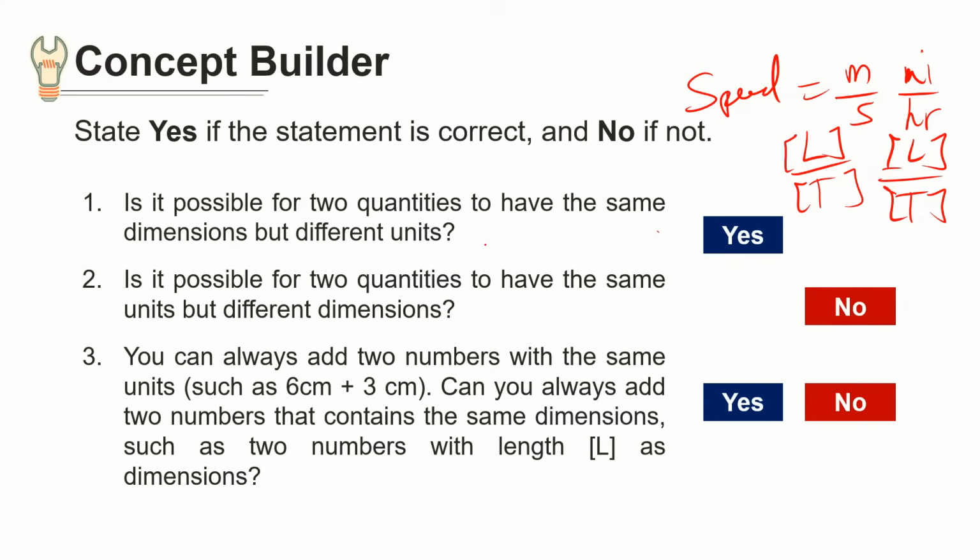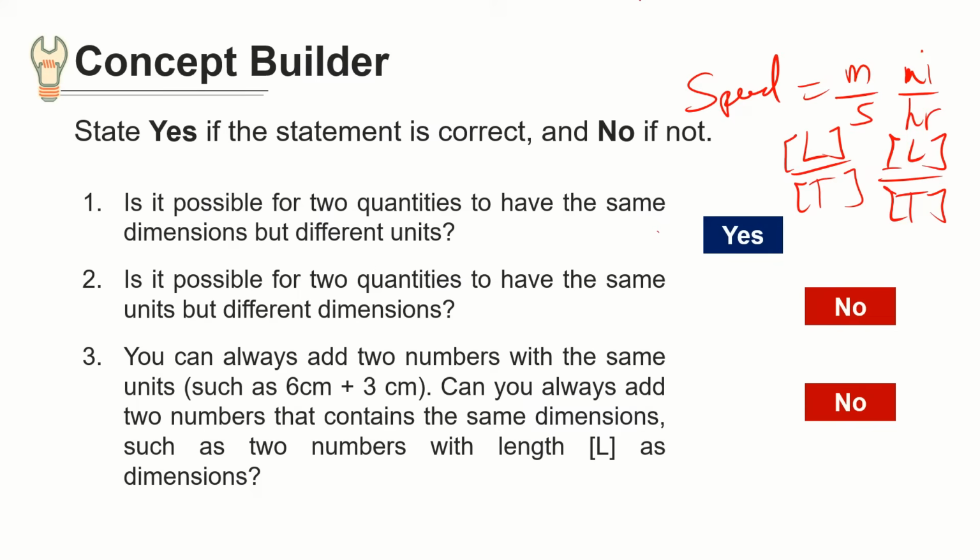So number 3, you can always add two numbers with the same units, such as 6 centimeters plus 3 centimeters. So can you always add two numbers that contain the same dimensions, such as two numbers with length as dimensions? So is it yes or no? So the correct answer here is no.